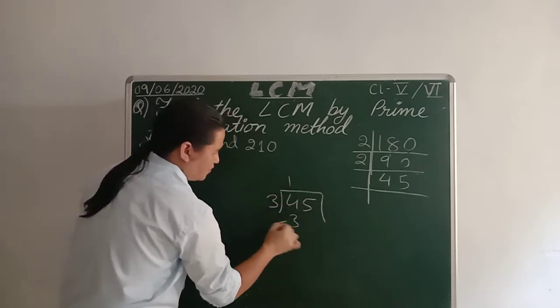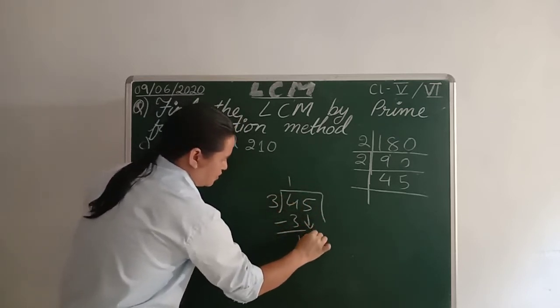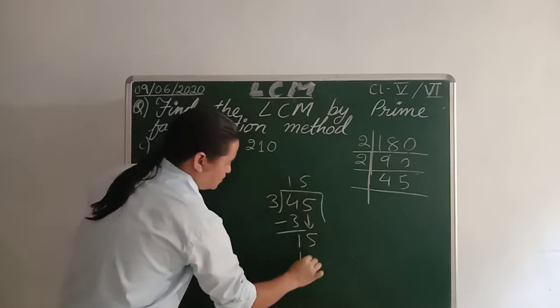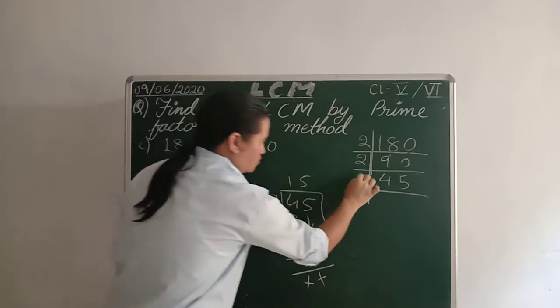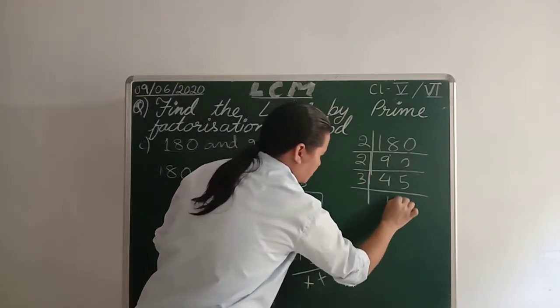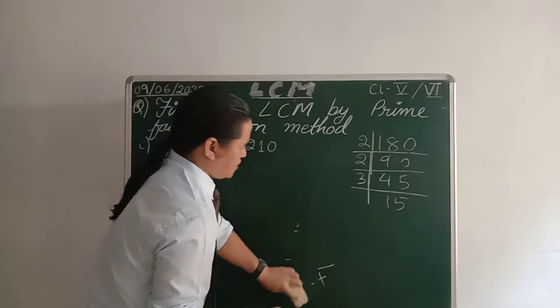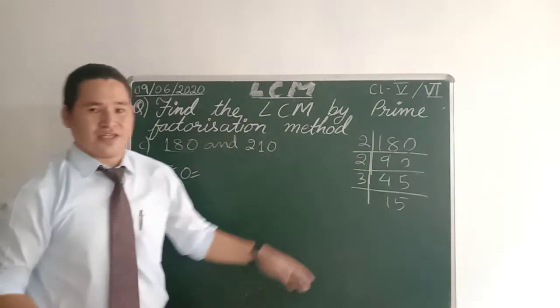3 1s are 3, subtract it, 1, 5, 3 5s are 15. So what remainder will you get? 0. That means 3 15s are 45. So you can write down 3 15s are 45. Now 15 is an odd number, so try with 3 only.